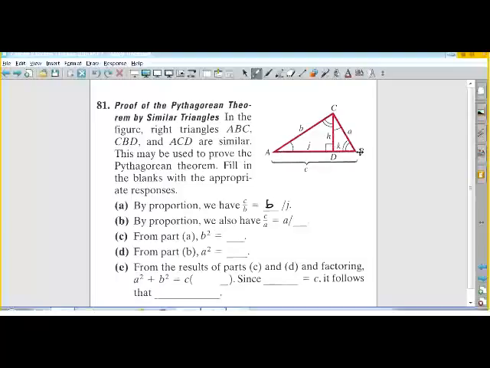Then it says, by proportion, we also have that C, again the hypotenuse of the big triangle, to A, the shorter leg of the big triangle, is equal to something over A. Well, C is the hypotenuse of the big triangle, and A is the hypotenuse for this small triangle. So in this ratio, A is the shorter leg of the big triangle, so what I need is the shorter leg of the little triangle. The shorter leg of the little triangle is K.